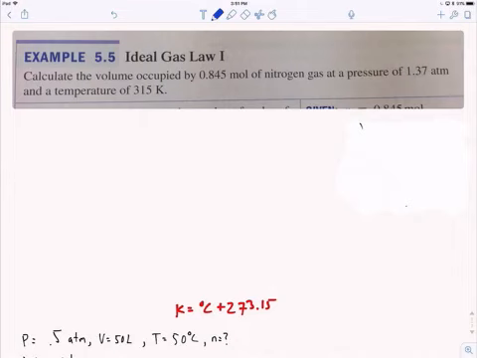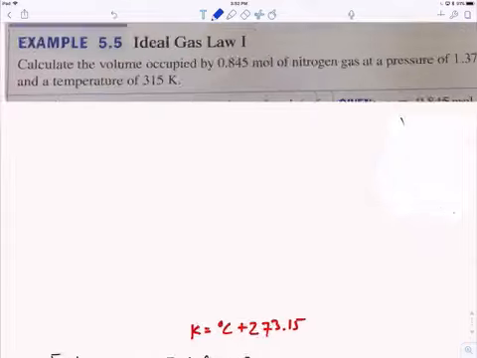And we'll talk about that. I'll talk about a few things more when we get to thermodynamics. Okay, so ideal gas law: calculate the volume occupied by 0.845 moles. Doesn't matter what the gas is, some ideal gas at a pressure of 1.37 atmospheres, temperature of 315 Kelvin.